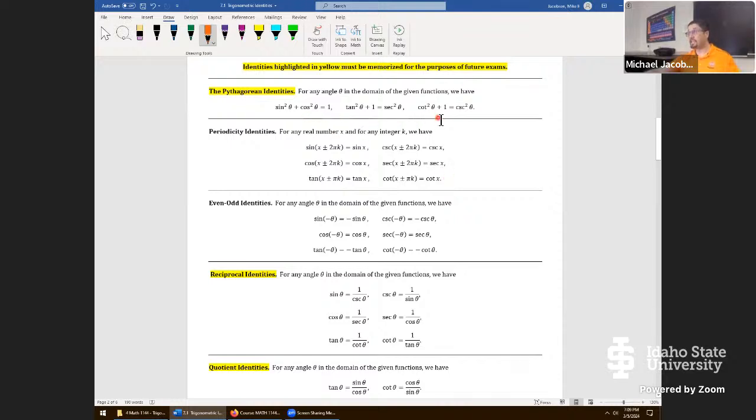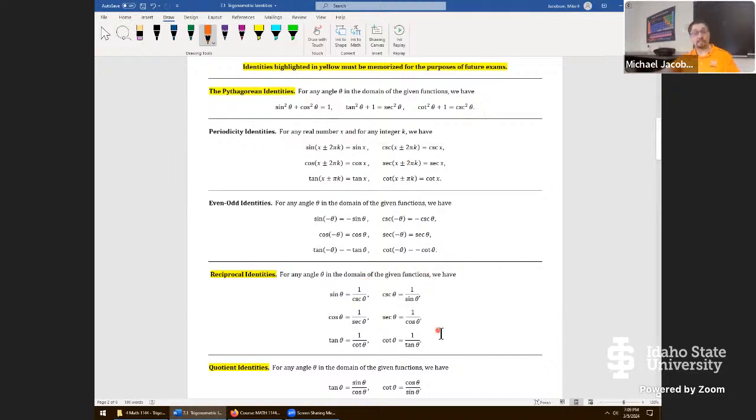We have the 3 Pythagorean identities we'll use quite extensively in this section. I wrote here, anything that's highlighted in yellow are things that we do have to memorize for the purposes of the course. So for upcoming exams, these won't be provided, but we'll use them so often that you'll probably dream about them. There are going to be things that we use quite often.